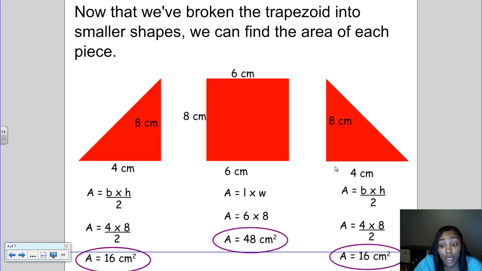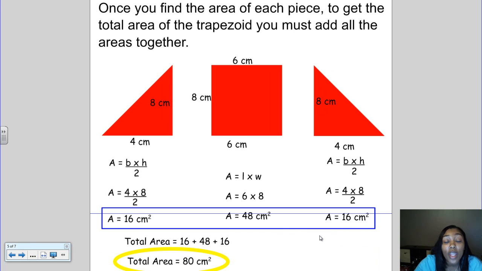This triangle again has a base of 4 and a height of 8. So I have to use the formula base times height divided by 2. So I'm going to do 4 times 8 divided by 2. And 4 times 8 is 32. 32 divided by 2 is 16. So this triangle also has an area of 16 centimeters squared.